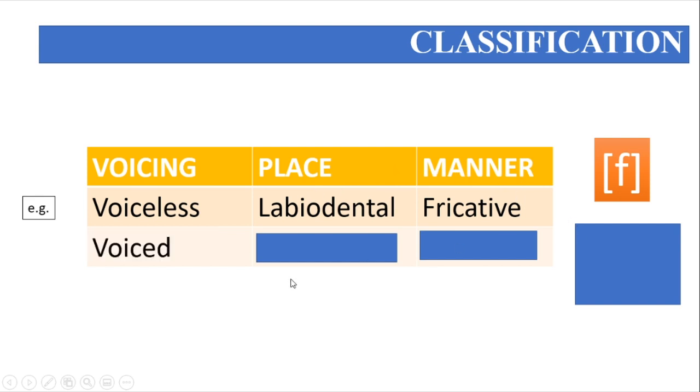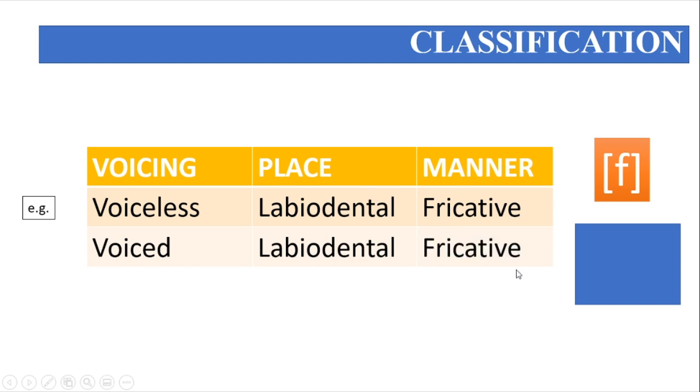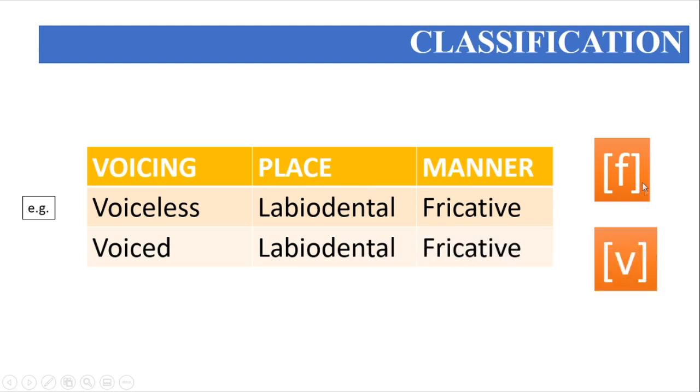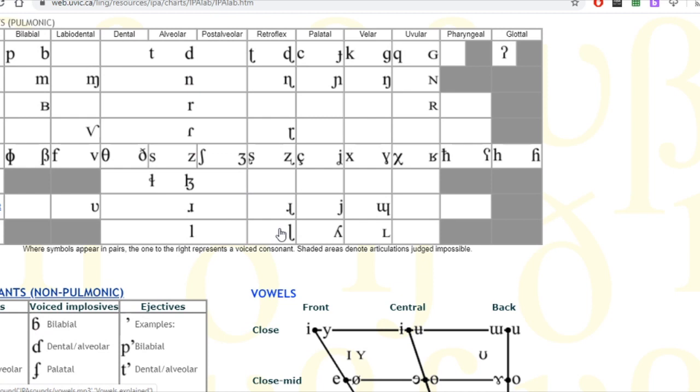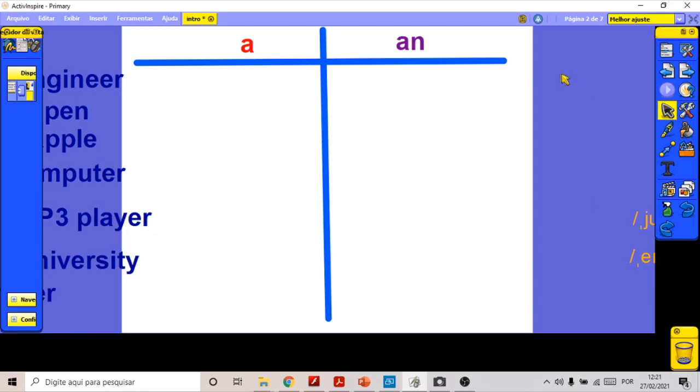Now, if you have a voiced sound that is labial-dental and fricative, take a look. These two sounds are the same sounds except for the voicing factor. The place is the same and the manner is the same. So, as we've seen, the International Phonetic Alphabet, the IPA, organizes all the possible sounds in the human languages, and it separates consonants and vowels. Now, today we're going to be talking about the English consonants. Let's understand a little bit better how it works.